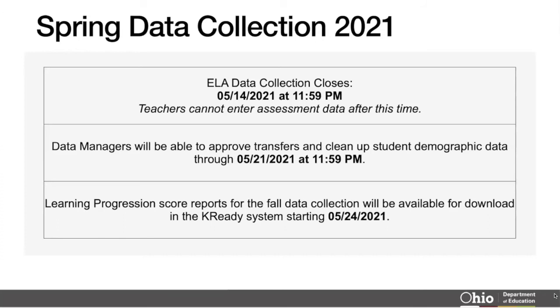When you first loaded the student, you can do that cleanup. A couple days after that cleanup on May 24th, we'll have the learning progression score reports available for download in that KReady system. And that's what the data manager will do. They'll go into their KReady account, go into that reports section, and download that learning progression score report. That is the report that gets sent in through EMIS or EAS.